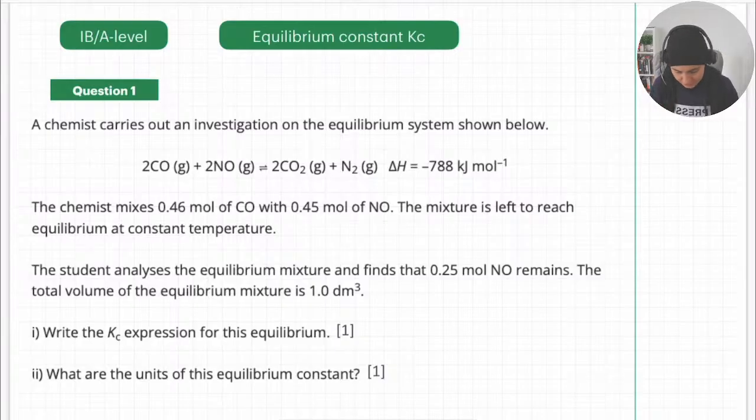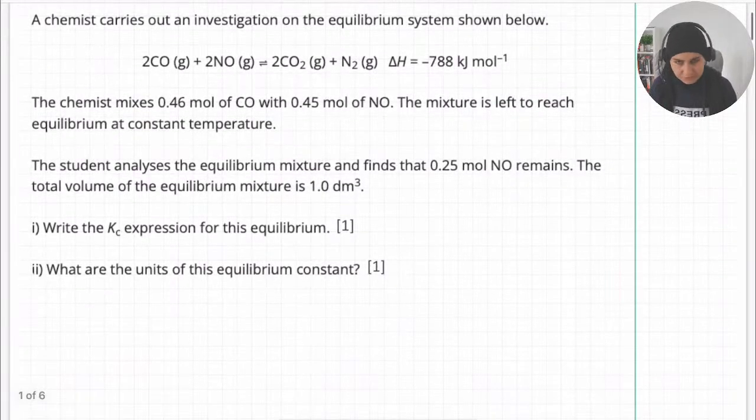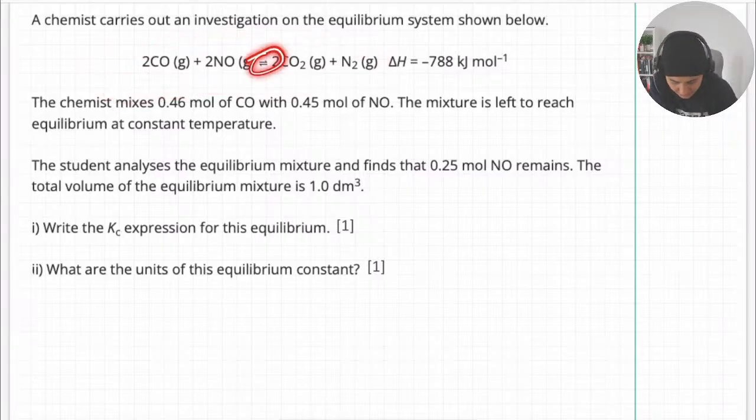And first question, it's this one. I'll read it out and then we'll solve it. A chemist carries out an investigation on the equilibrium system shown below. So we have an equation, obviously reversible. And the chemist mixes 0.46 moles of CO, 45.45 moles of NO. The mixture is left to reach equilibrium at constant temperature. The student analyzes the equilibrium mixture and finds that 0.25 moles of NO remains. The total volume is 1 dm cubed. Write the Kc expression. What are the units?